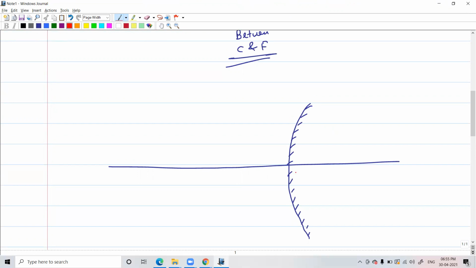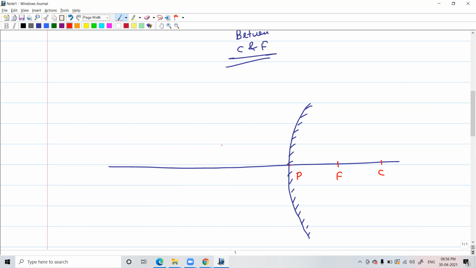This point is P. Where would be my F and C? Should I write it here? No, sir, it's not correct. For a convex mirror, it will be on the left side, of course, because the circle is completing this side. So the center of the circle will be this side, sir. Okay, so the center is somewhere here, and exactly between the center and pole, you will have your focal length.